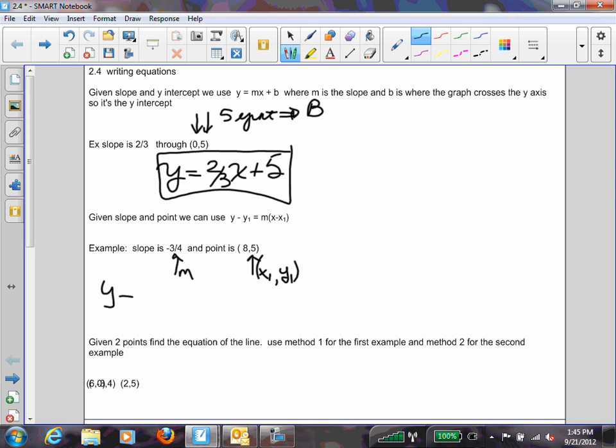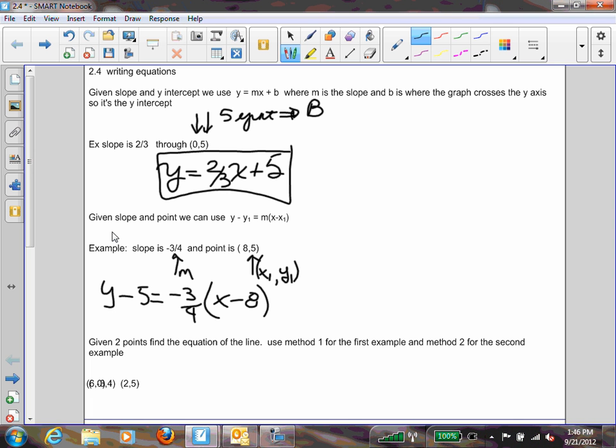Y minus, what's y1? It's this value right here, right? The 5 is equal to negative 3/4 times x minus 8. Careful of your double negatives, right? If your x or your y value is a negative, you're going to have to change your sign. Are y'all following me? Okay.